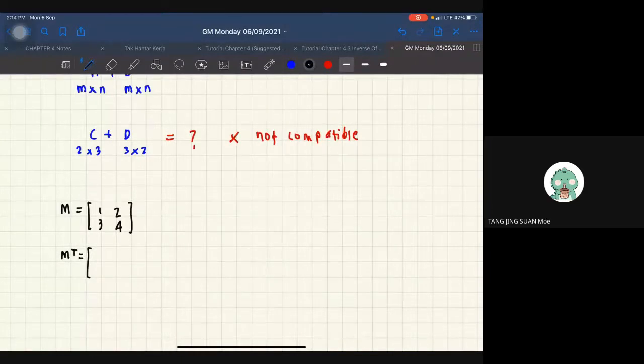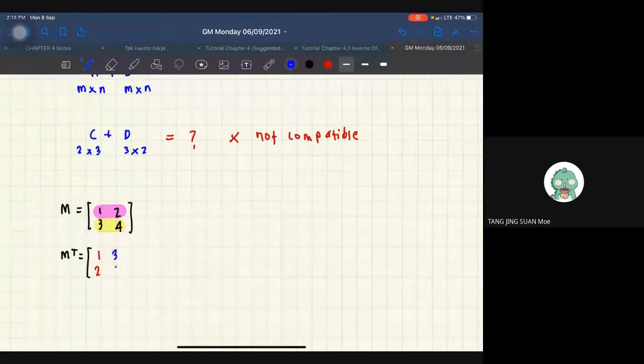Okay, so awak akan tukarkan kedudukan row dan juga kolom dia. So sekarang kita punya row yang pertama, this one is 1, 2. Okay, so sekarang row ni dia akan bertukar menjadi column. So dia akan jadi 1, 2 macam tu. Okay, and then second row akan bertukar menjadi second column. So you have 3, 4.